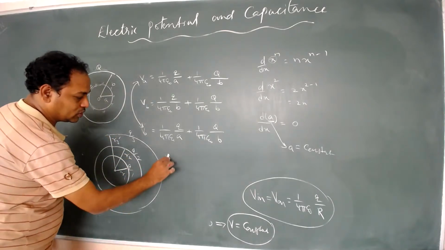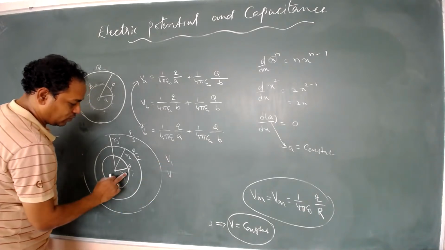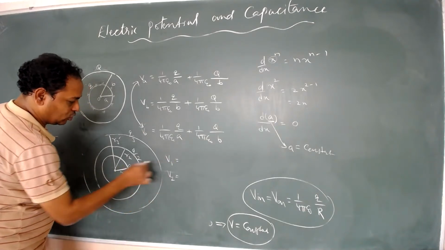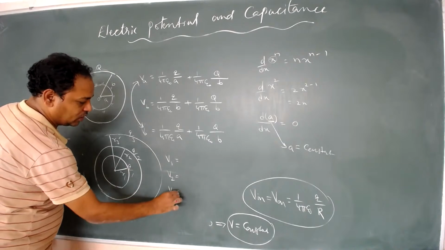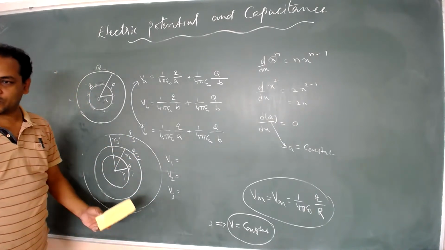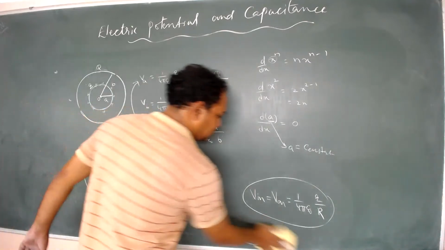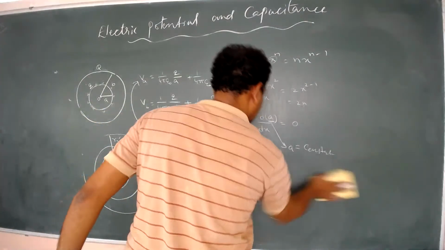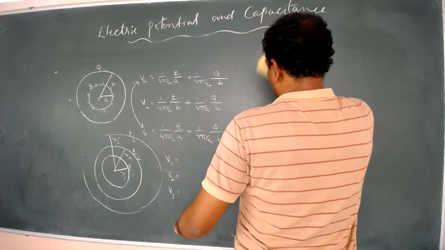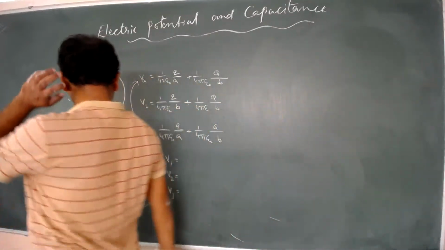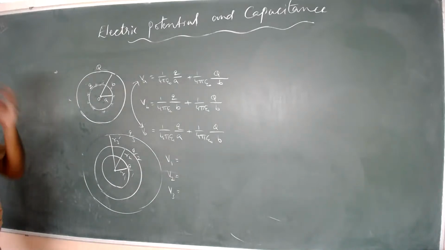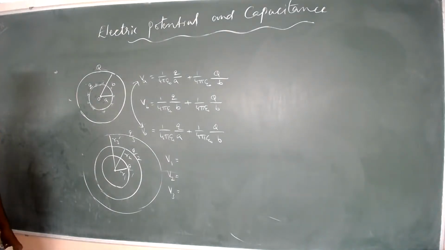Now calculate the potential V1, that is on the first surface, V2 on the second surface, and V3 on the third surface. You calculate this and show me in the next class. Fine? Fine. Next, take this one. Just take this diagram.